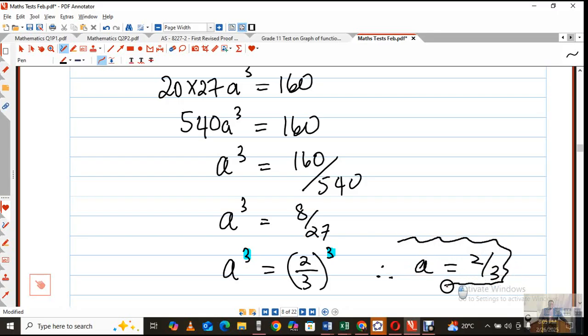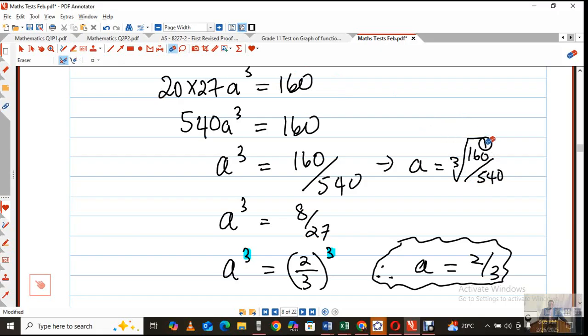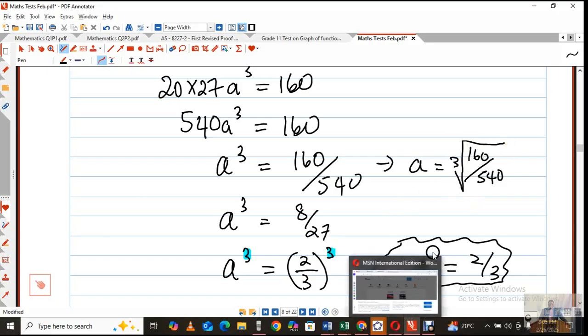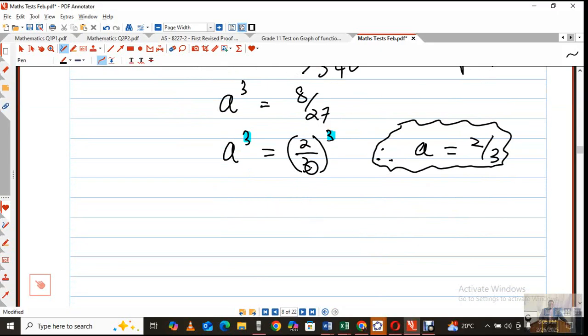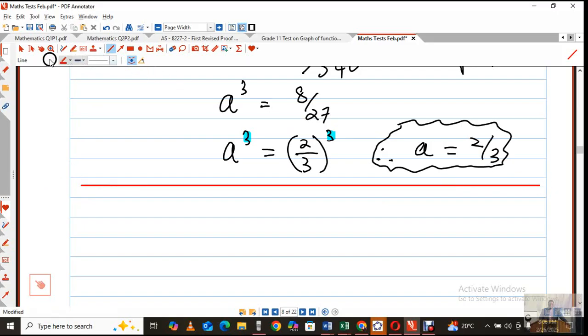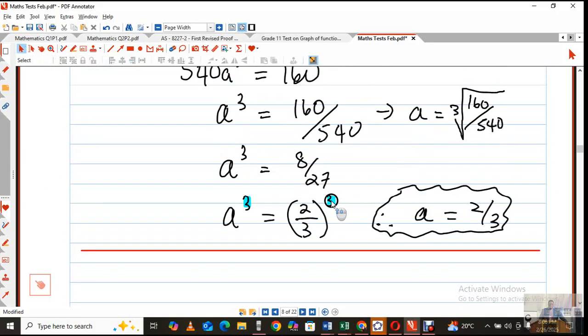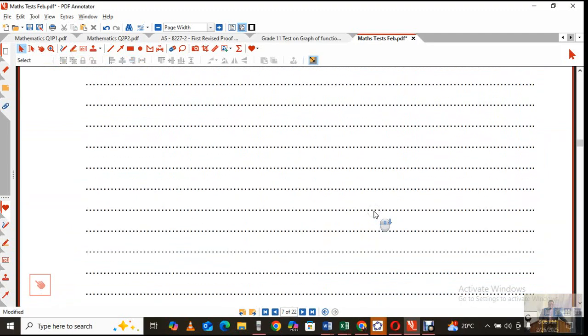Of course, you could calculate that one also by simply going here and saying, wait a minute, A is the cube root of 160 over 540. It will still generate the same answer, okay? All right. So I just thought it was worthwhile for me to show that. So now that we know what the value of A is, let's go back, and I will be using this space again, because I know that for part B I will need more space. So remember, A is 2 over 3.